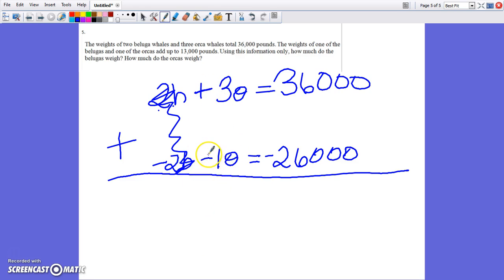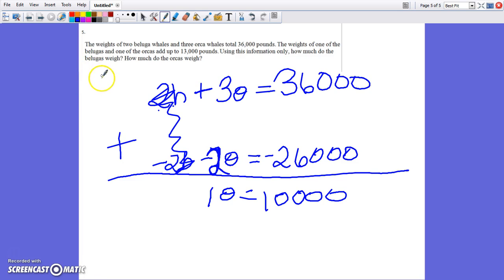Oh, you guys, did you see what I did? I hope you caught this. That should have been 2. I think I even said 2, and then I wrote 1. You were probably already screaming at the television or at your computer. 3 orcas minus 2 orcas is just 1 orca, equals 36,000 minus 26,000, which is 10,000. I hope you don't have to use your calculator for that.